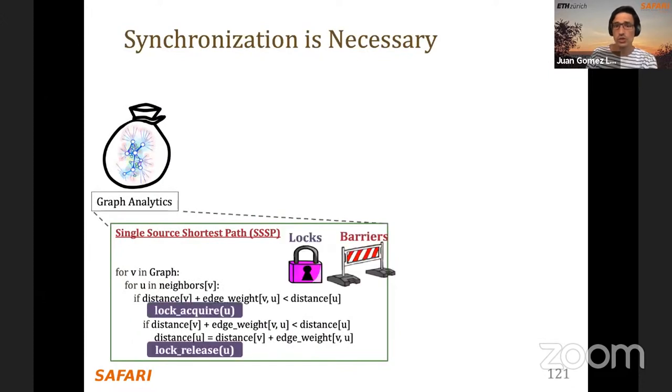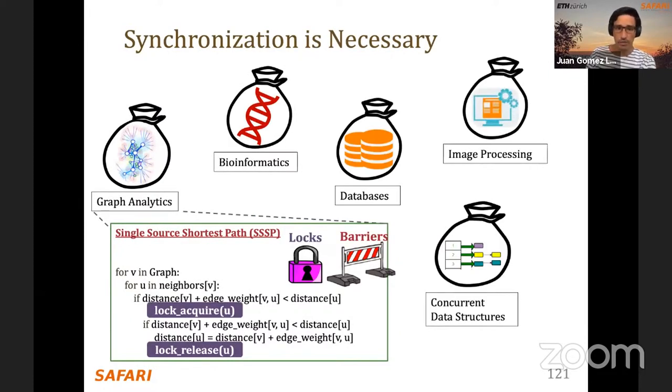Synchronization is necessary because it's used in many different applications. As you can see here, graph analytics are important ones. For example, in the single source shortest path algorithm, we need to update distance values for certain vertices that are at a certain distance from a source vertex where we start executing the algorithm, and we may have multiple threads or multiple PIM cores operating on the same vertices, right? And because here we are updating certain values, the distance in this case, we have to do it in an atomic way. We have to make sure that we don't have data races or something like that.